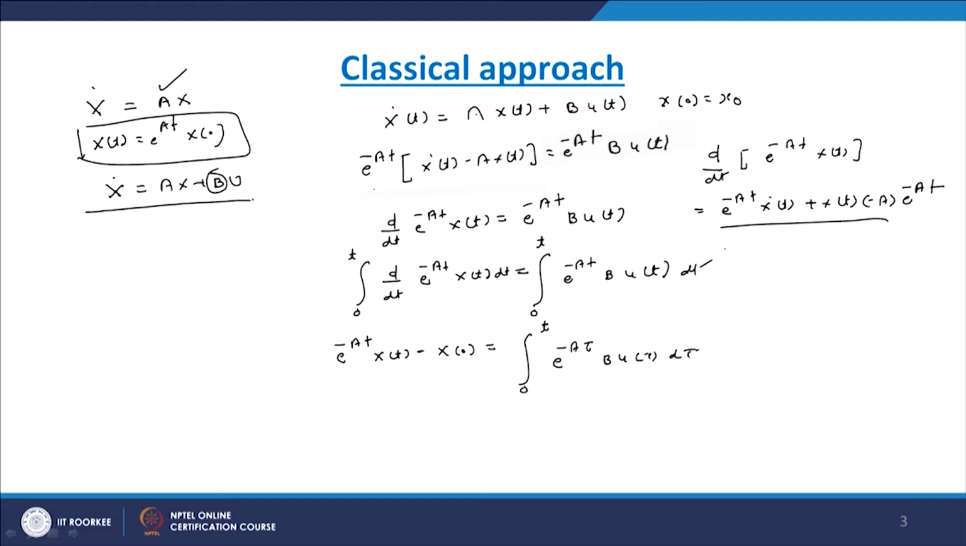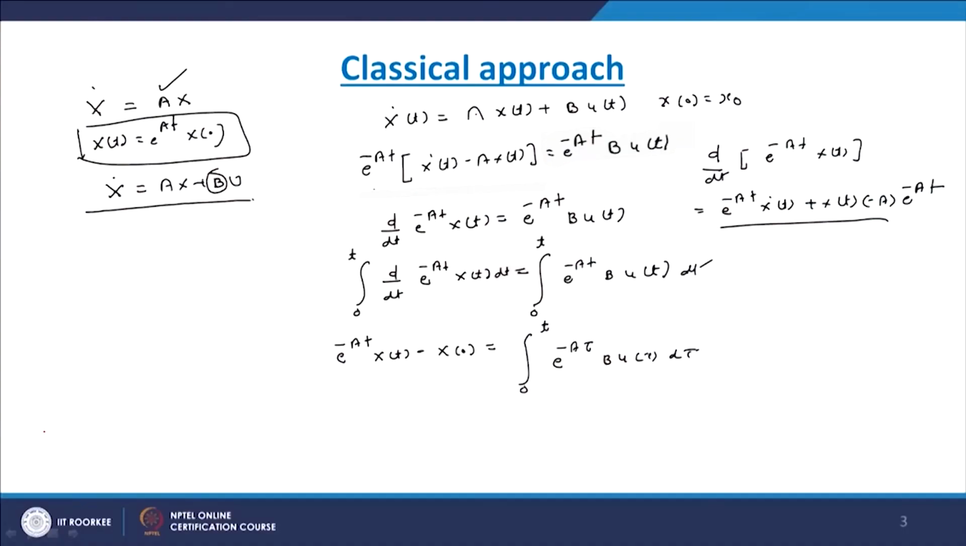So, now how to move further? What we have done, we will move this x of 0 to the right hand side and then try to use the concept of e raised to at on the right hand side and see what result will come. Now, after this equation, what we can do, we will multiply it by e raised to at on both sides.